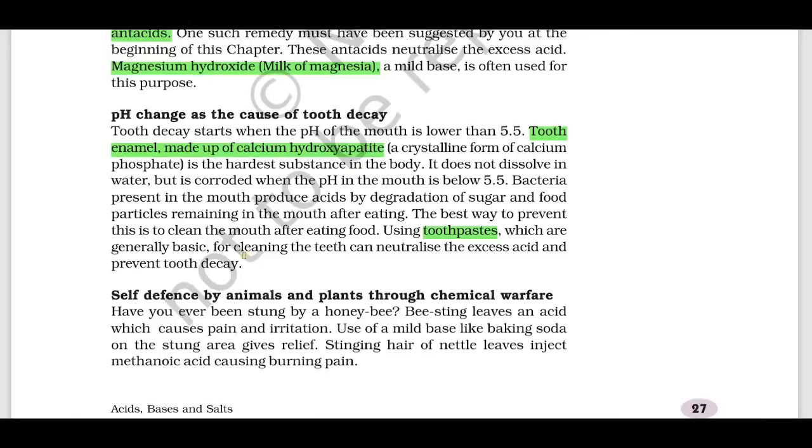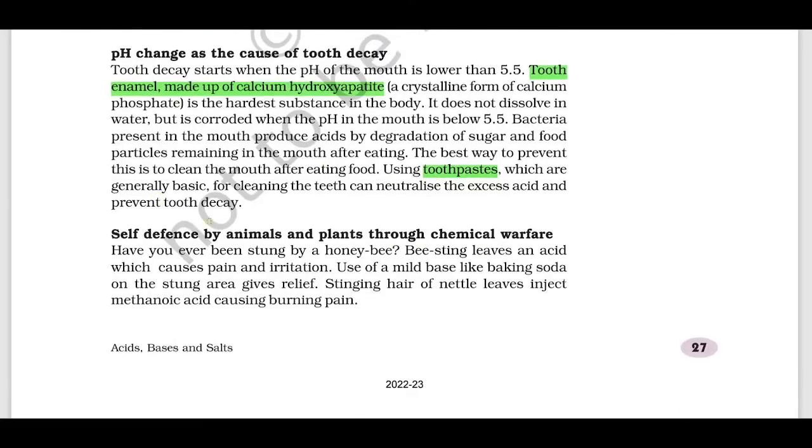Why? Because the acid produced by the degradation of sugar by the bacteria should be neutralized to prevent tooth decay. Hence we use a suitable toothpaste to prevent tooth decay. Self-defense by animals and plants is through chemical warfare.